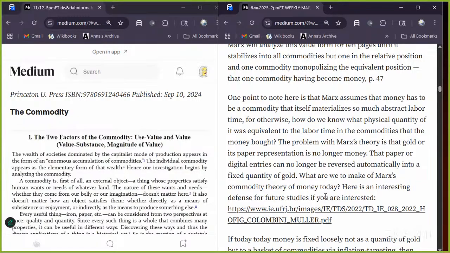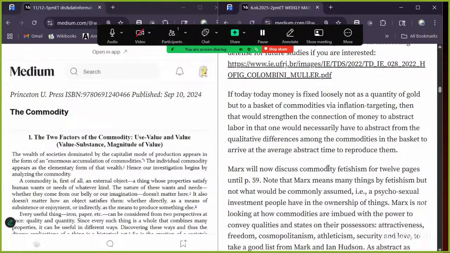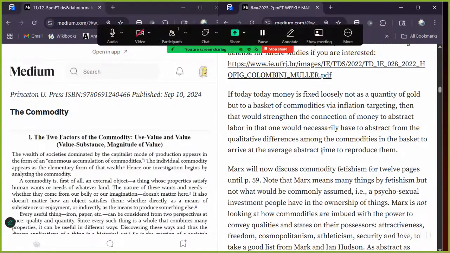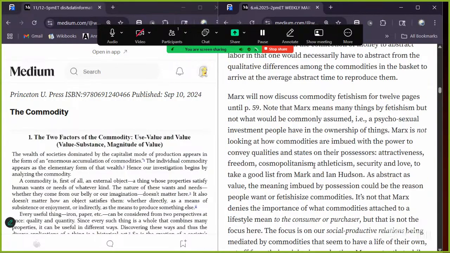So there's a link here, and it's a useful link to another article. If today money is fixed loosely, not as a quantity of gold, but to a basket of commodities via inflation targeting, then that would strengthen the connection of money to abstract labor, in that one would necessarily have to abstract from the qualitative differences among commodities in that basket to arrive at the average abstract time to reproduce them. Now, Marx will now discuss commodity fetishism for 12 pages until page 59.